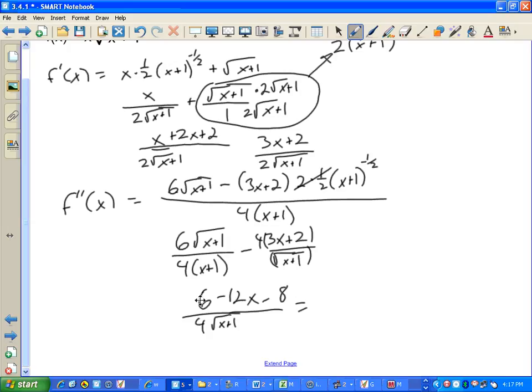Reduce everything by 2 and combine like terms here. So 6 minus 8 is negative 2. So I'd have negative 12x minus 2 over 4 square root of x plus 1 reduced by 2. I get negative 6x minus 1 over 2 square root of x plus 1. Okay, that's my second derivative.